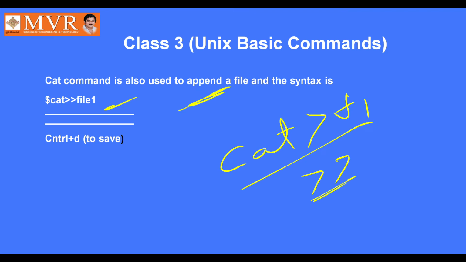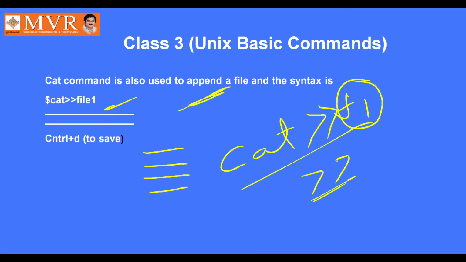So what is appending? You have already created f1 file with the use of cat command. Now the problem is you need to add some more information to the f1 file. So to add more information to the f1 file, you need to type cat double greater than f1. Whenever you type cat double greater than f1, what happens is f1 already contains some information like this.